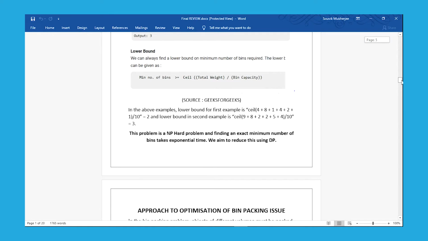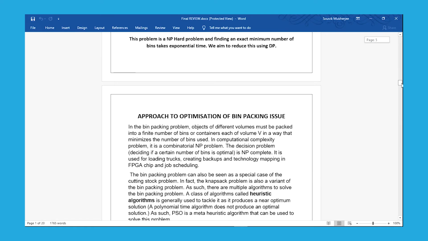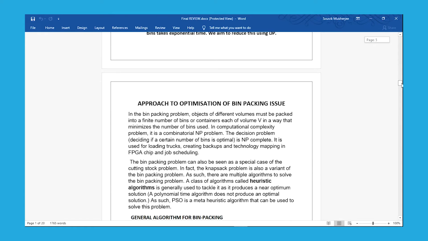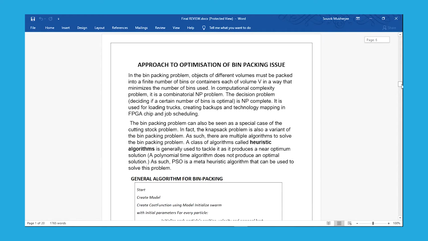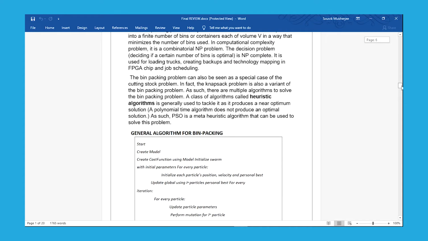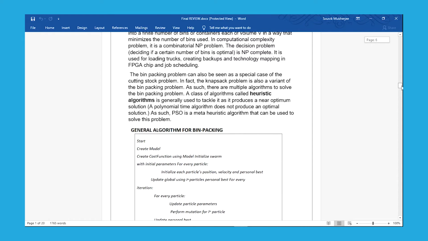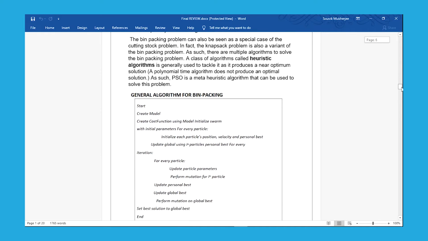An existing method would be, as we have already discussed, that given n items of different weights and bins, each of capacity C, assign each item to a bin such that the total number of used bins is minimized. It may be assumed that all items have weights smaller than the bin capacity. This problem is NP-hard, and finding an exact minimum number of bins takes exponential time. Our objective is to reduce this using dynamic programming.